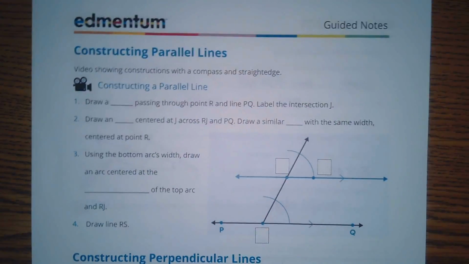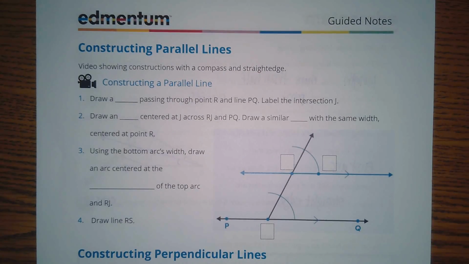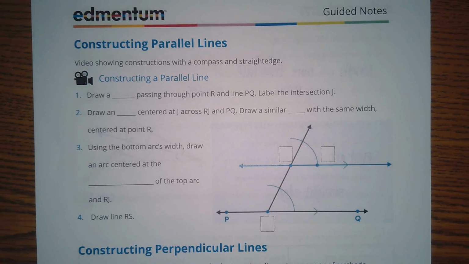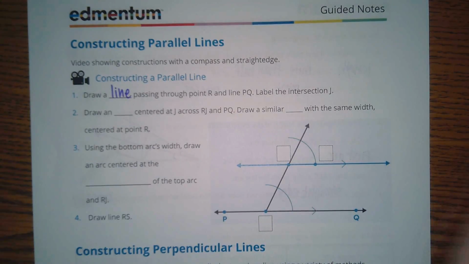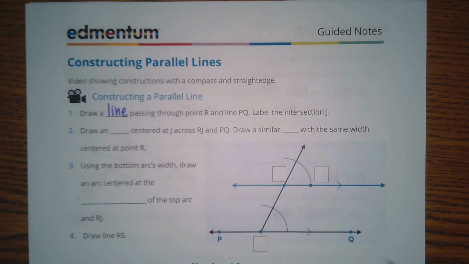Now we can also do some other constructions. We can construct some parallel lines. There is a video that shows how to do this with a compass and a straight edge. This is just kind of a brief overview. To construct a parallel line, the first thing we're going to do is draw a line that passes through point R and line PQ. And we're going to label that intersection J. So that's going to be this one here, J.